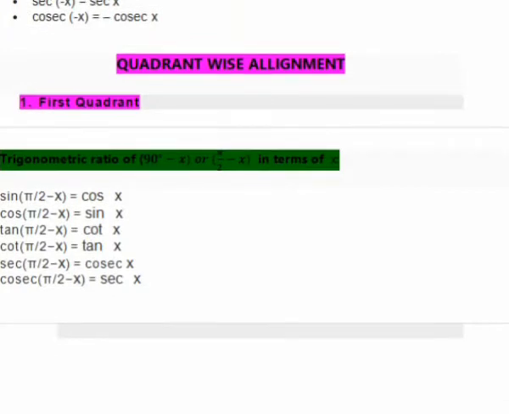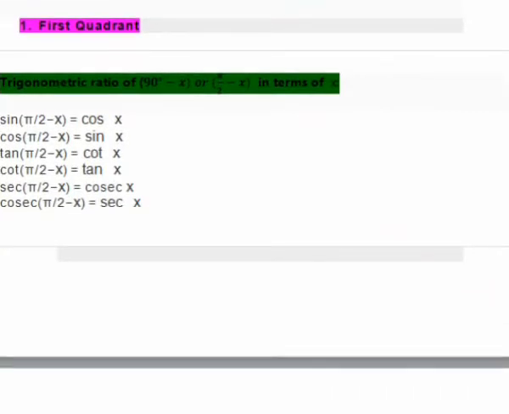Now see some quadrant alignments. In the first quadrant we have 90 minus x, meaning the angle is less than 90 degrees. At pi by 2, by the definition of related angles, sine becomes cos, cos becomes sine, tan becomes cot, cot becomes tan, sec becomes cosec, and cosec becomes sec. And this is the first quadrant, that's why all the functions have a positive sign.